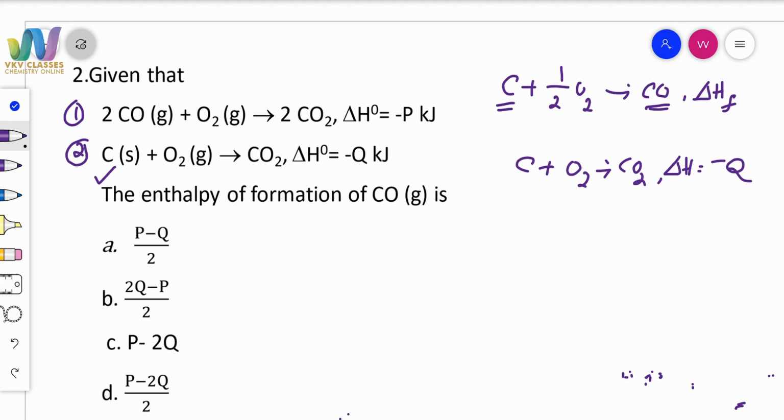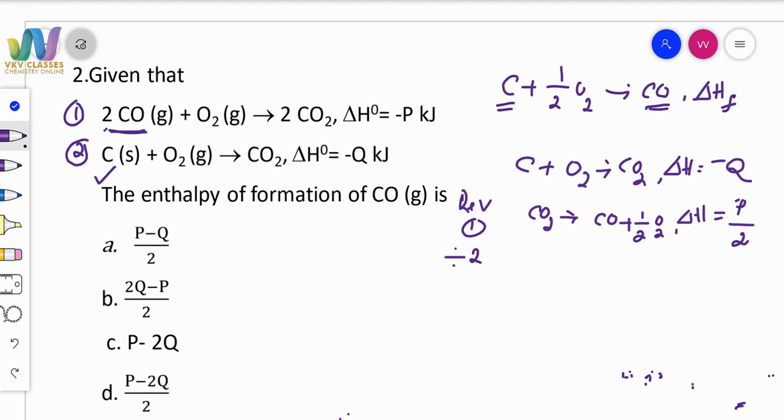As a product we require carbon monoxide. Carbon monoxide comes in the first equation as the reactant. So for equation 1 we have to do two things. One, we have to reverse equation 1 and then divide by 2. So we will get the equation CO2 gives CO plus half O2. Delta H will be, when you are reversing, the minus P becomes plus P. When we are dividing by 2, it becomes P by 2.